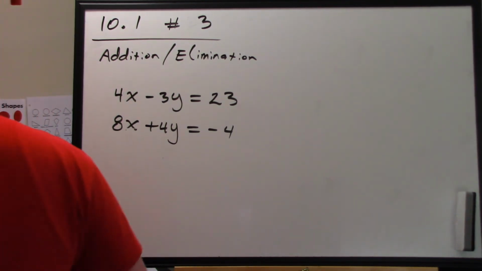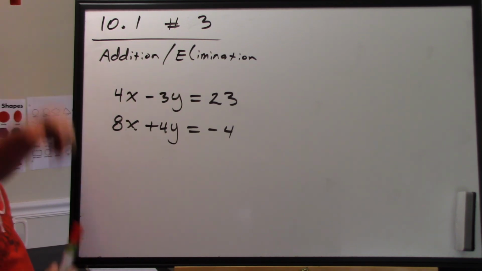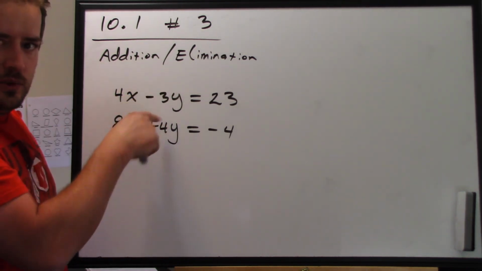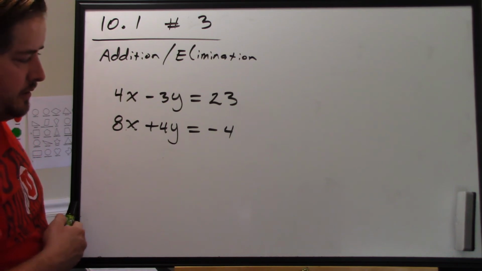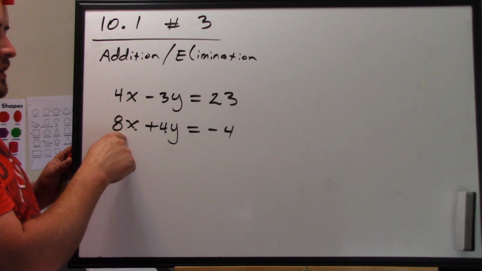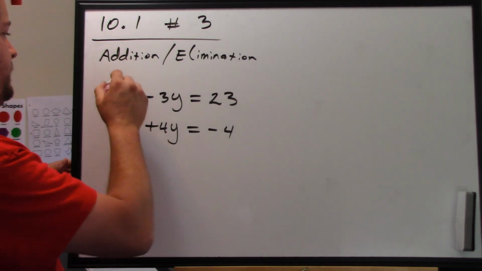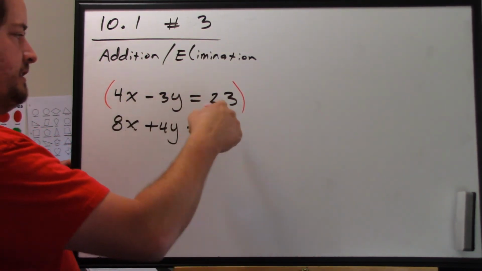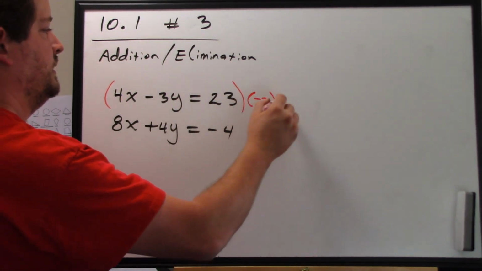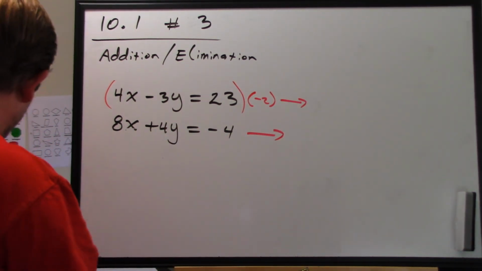What I want to do is multiply these equations so that one of the variables, either the x's or the y's, will cancel out when I add the 2 equations together. Now it's probably super easy to turn this 4x into a negative 8x so that I can combine it with the 8x, and that'll get me what I want. So I'll do that. Multiply everything in this equation by negative 2. And I'm going to leave this bottom equation alone. I'm not going to change it.